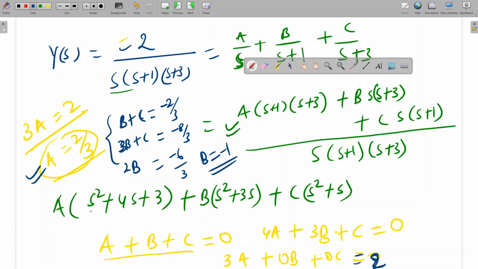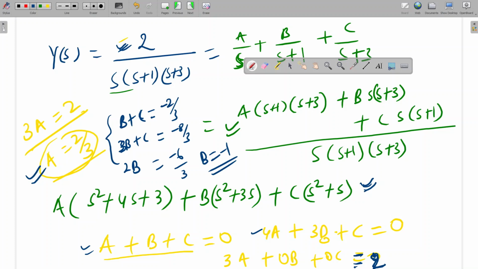So the coefficient of s square is here a, here b, and here c. This is the numerator term. Similarly, the coefficient of s is here 4a, here 3b, here c. This is the second equation. And the constant value on this side is 3a, here it will be 0b and 0c. And on this side the constant value is 2. So it will be 2 here. Is it clear?